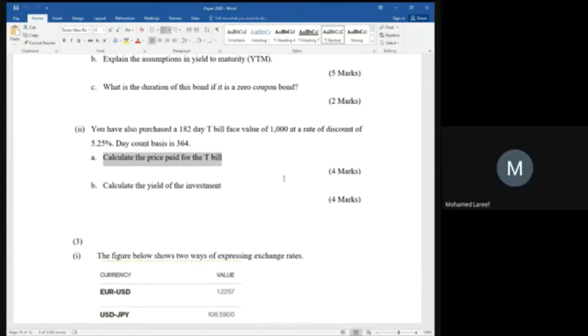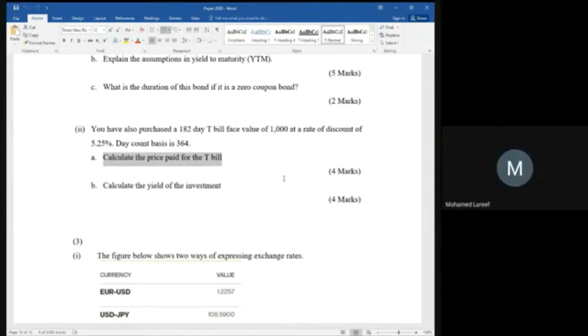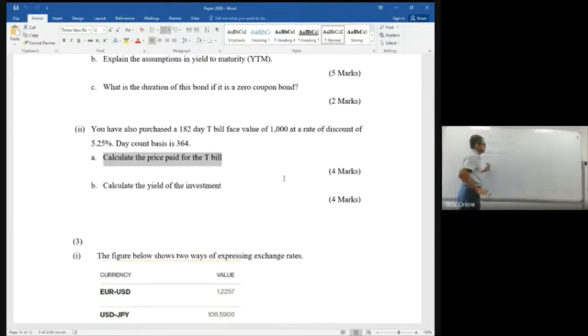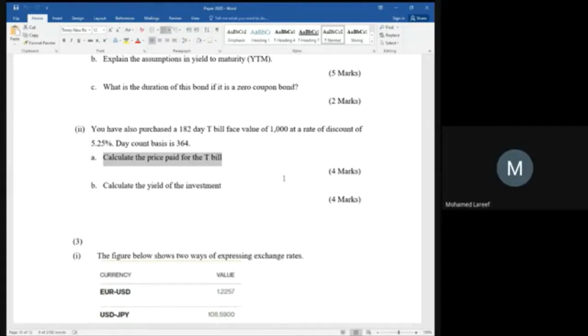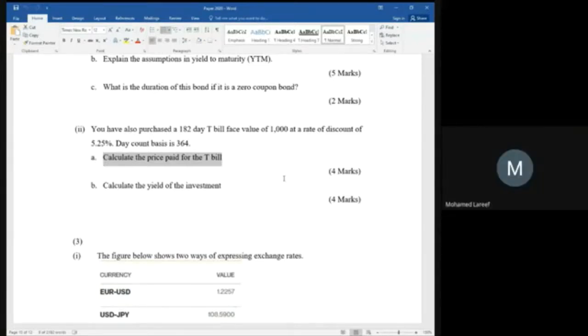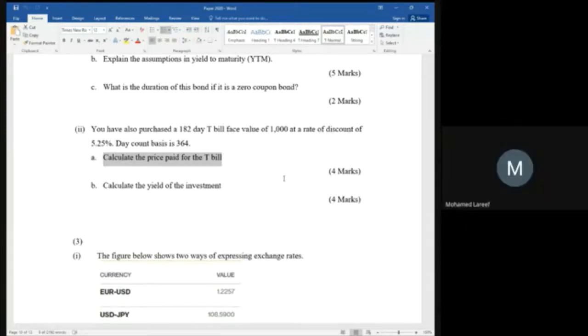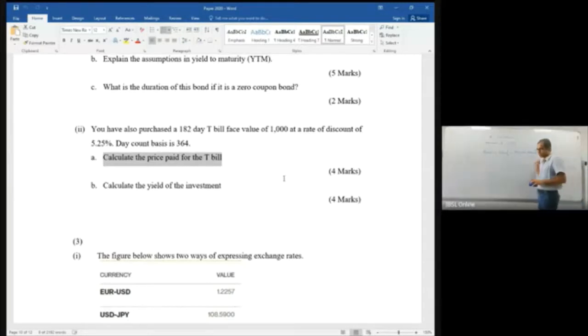That is future value into, 1 minus discount rate into days to maturity. There should be a bracket. Discount rate into days to maturity divided by 364. Divide only this part, so the bracket goes like this. Correct? Yes, sir. Correct, sir. Yes. This is the equation, if you want to use the equation.